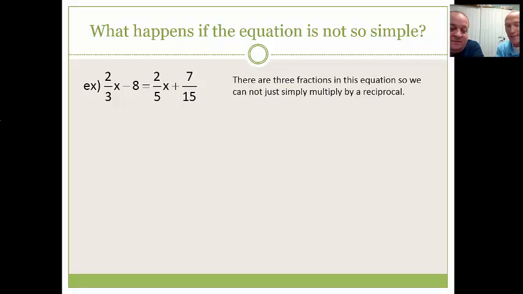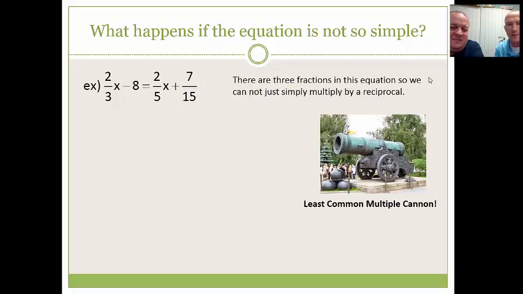We clearly, because it's typed up right here, cannot simply multiply by the reciprocal. So there has to be another, I guess, process or something, another way to solve this one. Well, that's where we came up with the least common multiple canon. Just because it's so enjoyable to think about and envision.